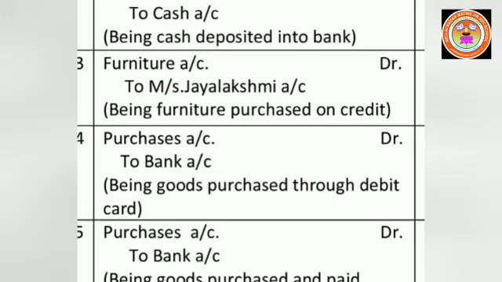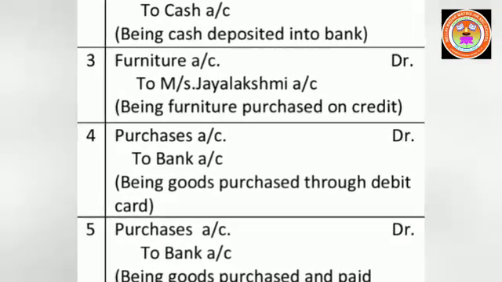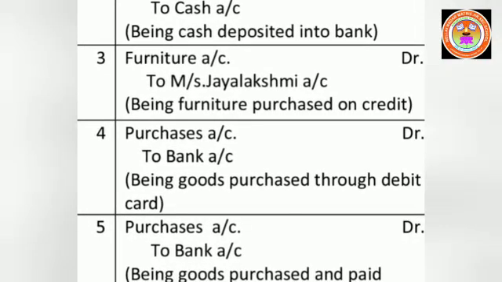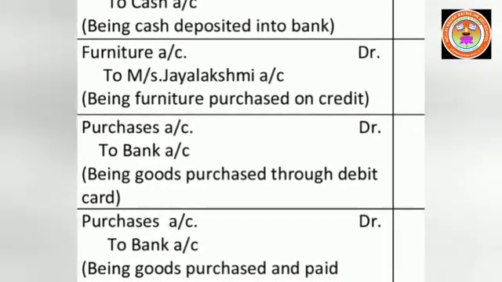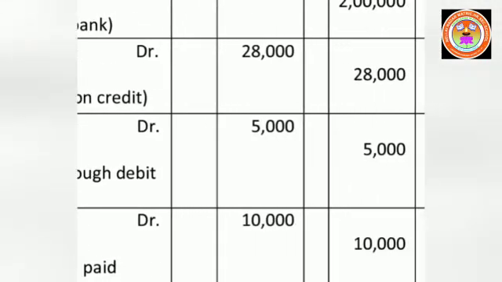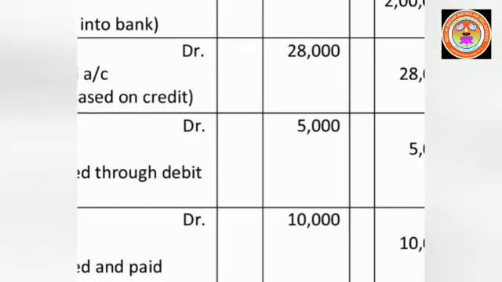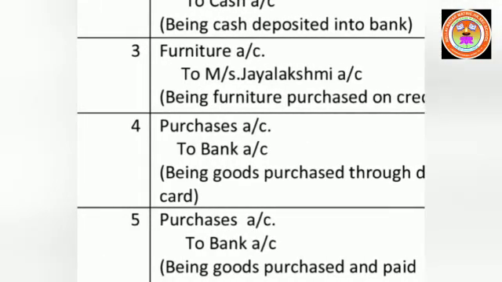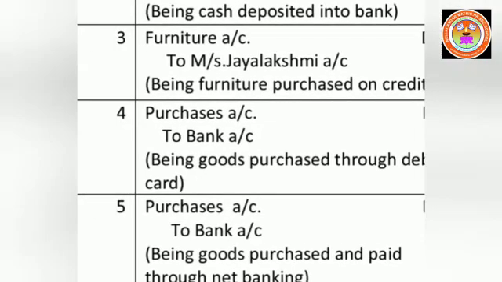Then who will be the giver for that purchase? Your banker. Here we are using the personal account rule. Credit the giver. Banker is the giver, so bank account must be credited, right, to bank account. Do you understand, children? Write the amount in both columns, 5,000, 5,000. Then write the narration, being goods purchased through debit card.